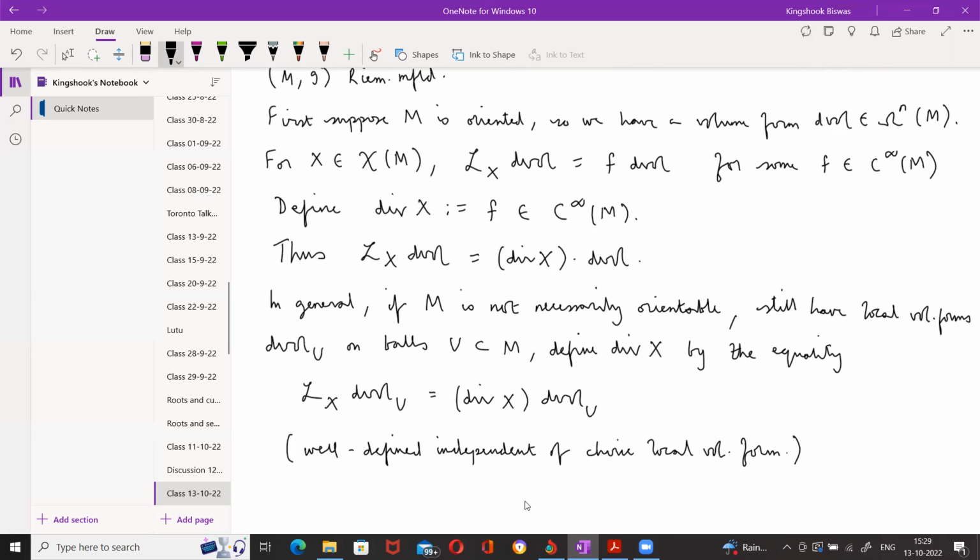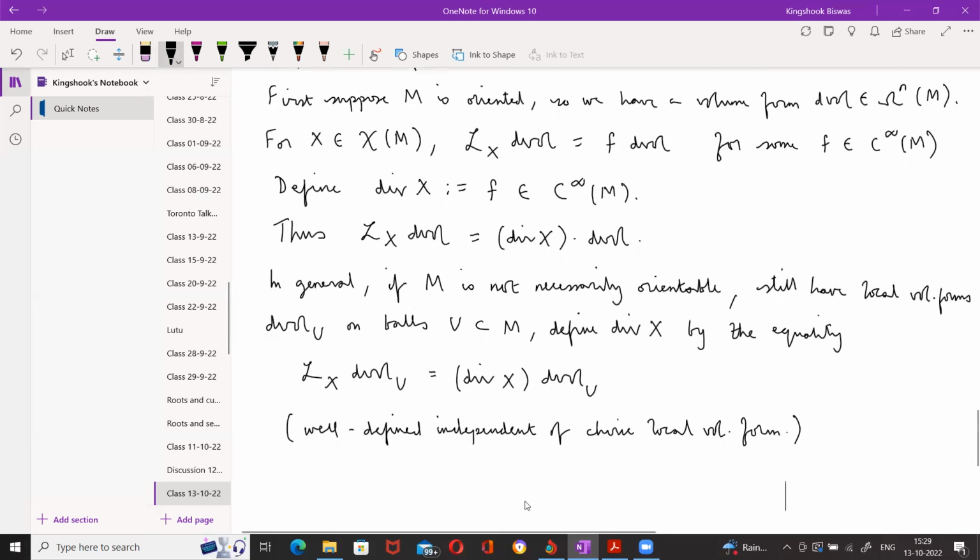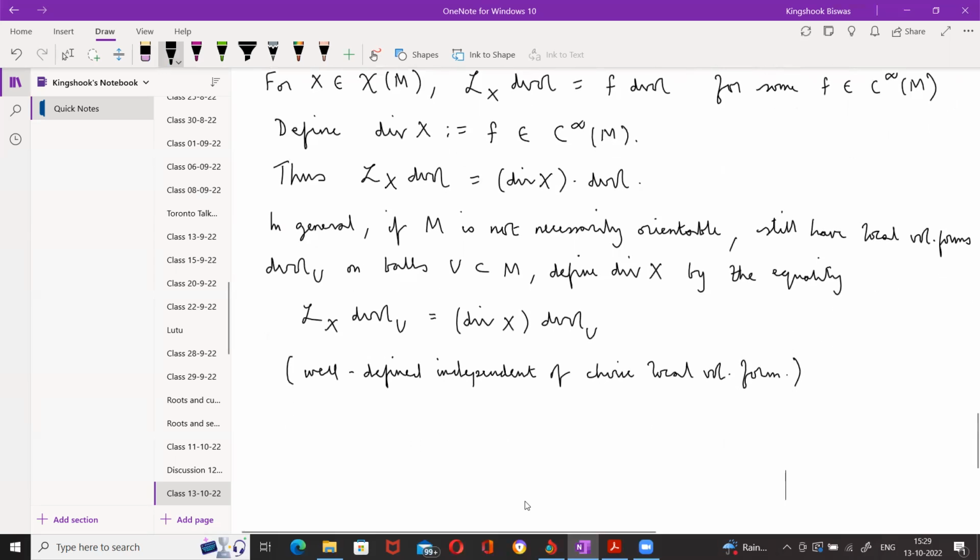So this is how the divergence of a vector field is defined. And note that the divergence is 0 if and only if the Lie derivative of the volume form is 0, if and only if what? The flow of X is volume preserving.